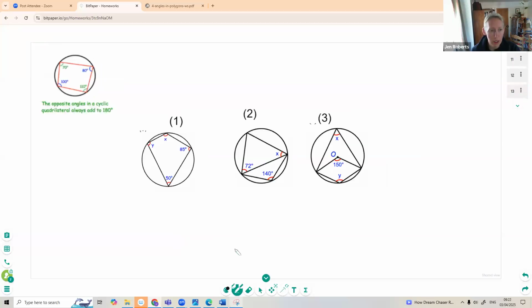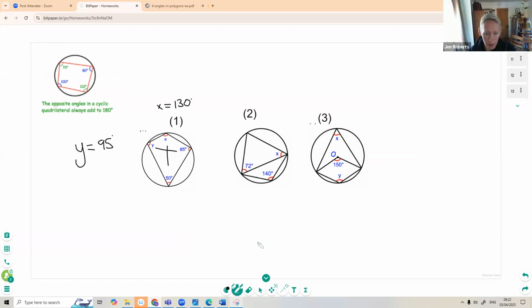Okay, have a go at these three, see how you get on. 180 take away 50 is 130 there. And for y, these add up to 180, 95.